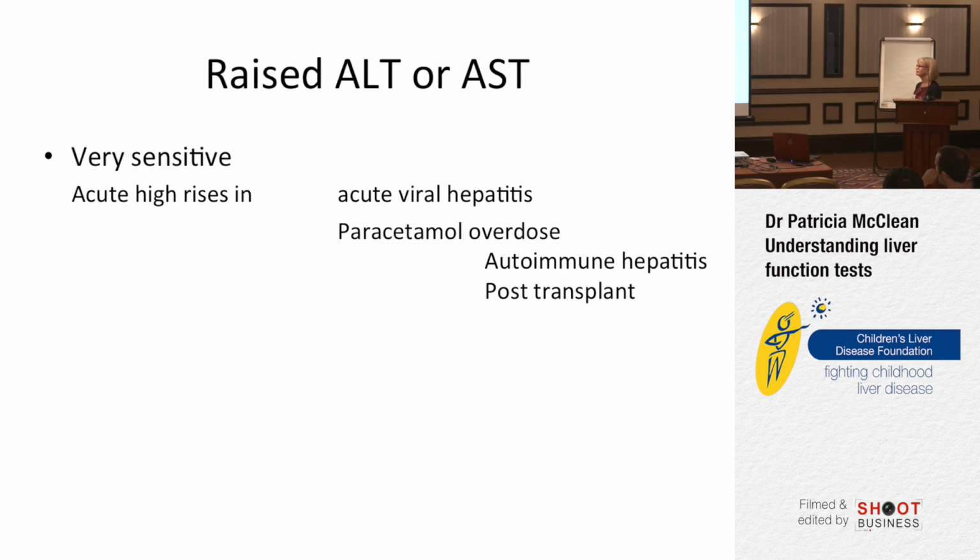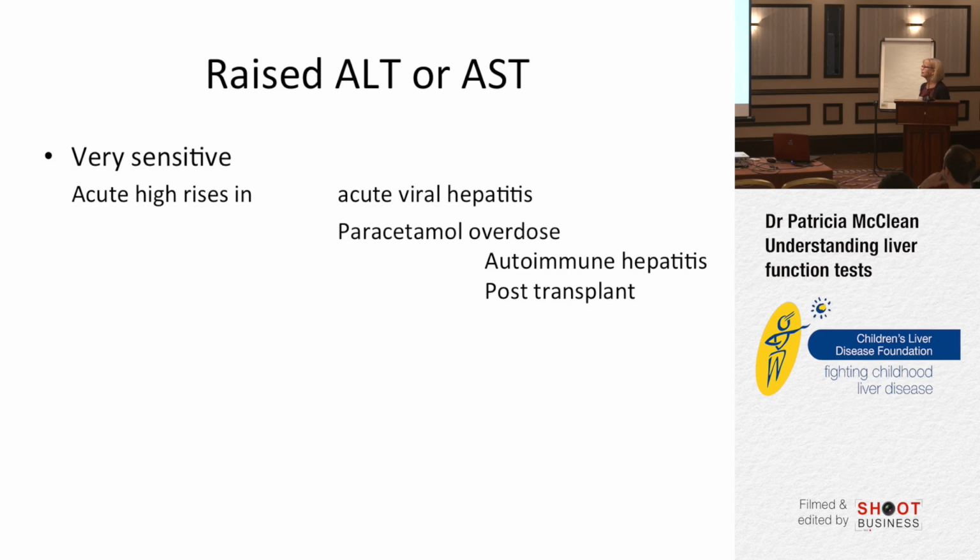And as I said before, they're very sensitive. If you get an acute infection of the liver, like hepatitis A or acute hepatitis B, they can shoot up to the thousands very quickly. Similarly, with a paracetamol overdose or autoimmune hepatitis, they may shoot up very quickly. After a liver transplant, again, they may shoot up very quickly and quite high if, for example, you get a clot in the artery taking the blood to the liver, which can sometimes happen in the immediate post-transplant period, or even with an episode of rejection.